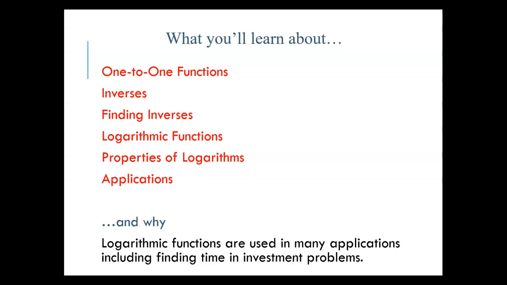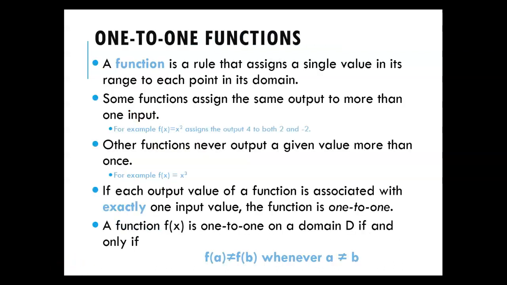All right, a one-to-one function, an inverse, finding inverses, and actually we're going to talk a little bit about logs, properties of logs, and applications today. A function is a rule that assigns a single value in its range to each domain point. So the basic definition of a function: for every x there is only one y.